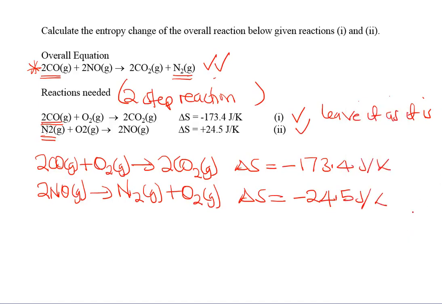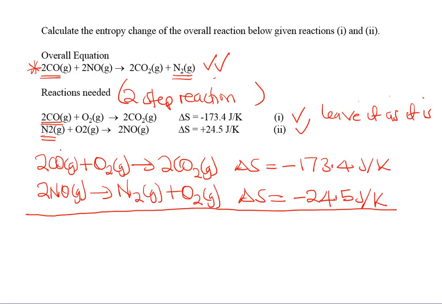So negative 24.5 joules per Kelvin. So in the end, what I want to do is add these 2 equations and see if it is going to give me the overall equation here. So how do I do that?